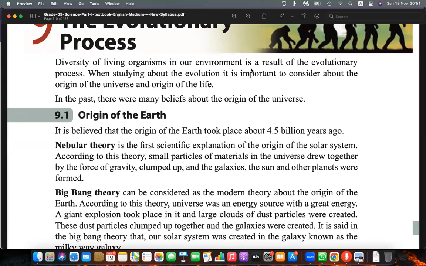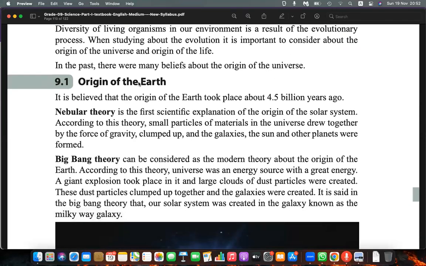This can change, because these are all scientific reasoning, and no one has observed it. Therefore this can change, because it happened 4.5 billion years ago, very long ago, right? So one of the theories that explain the origin of the Earth is the nebula theory, right?